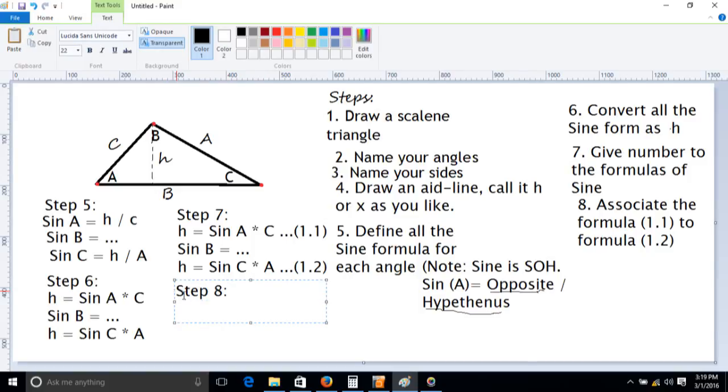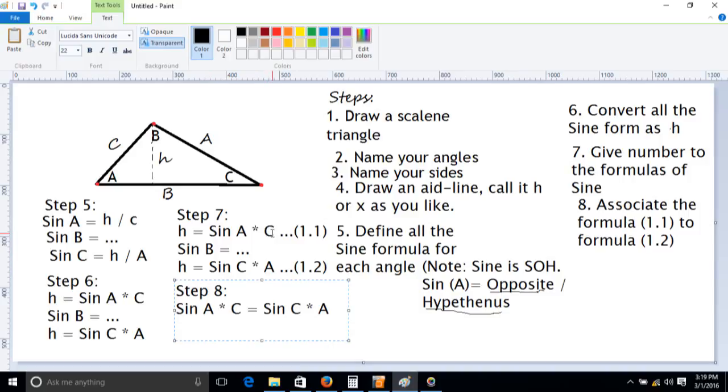Okay, so formula 1.1 goes here, and formula 1.2 goes here, so it will become like this. Alright, if you are confused about how to associate 1.1 and 1.2, I'll explain. This is h, right? h is equal to sine A times C, and also h is equal to sine C times A.